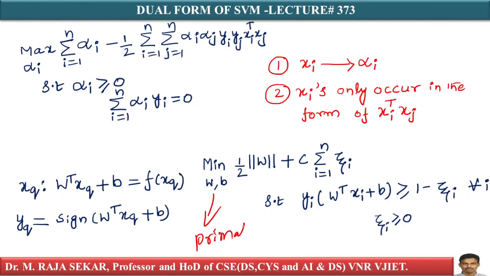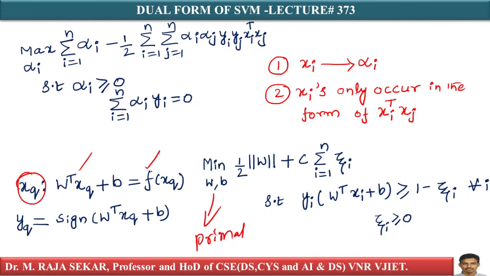This is our primal. What do you want at the end of the day? Given query point xq, I want to calculate W transpose xq plus b, that is f of xq. If it is positive, I will declare the class label for this point xq is positive. If it is negative, then the class label for this point is negative.